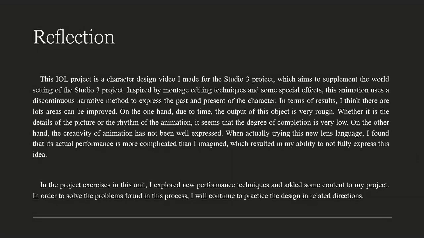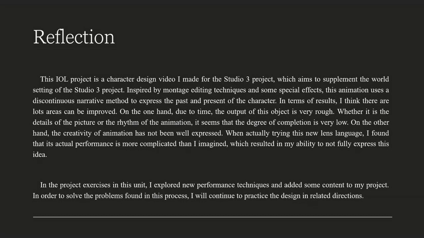Reflection. This IOL project is a texture design video I made for my Studio 3 project, which aimed to supplement the whole setting of the Studio 3 project. Inspired by montage editing technique and some special effects, this animation used a discontinuous narrative method to express the past and present of the character.